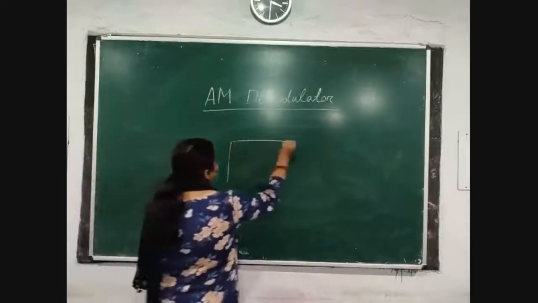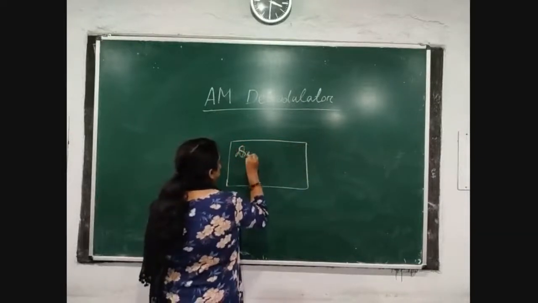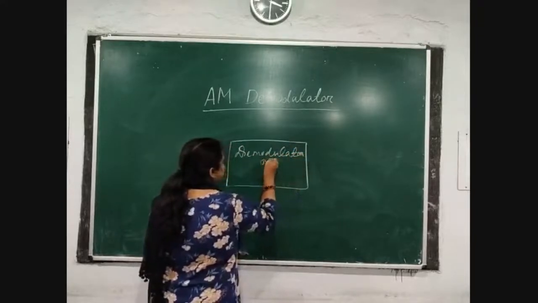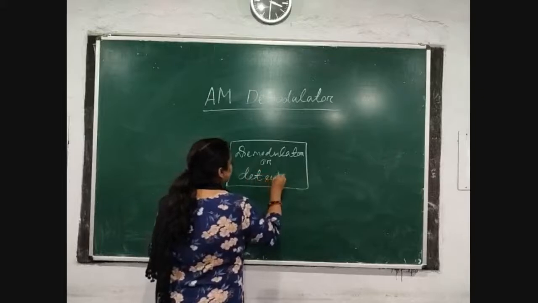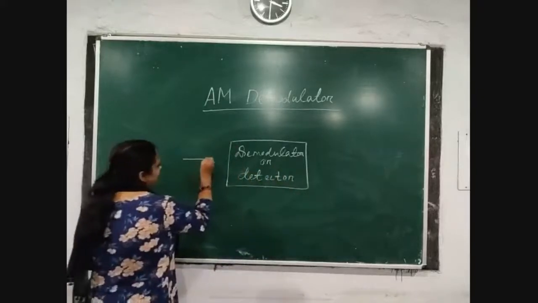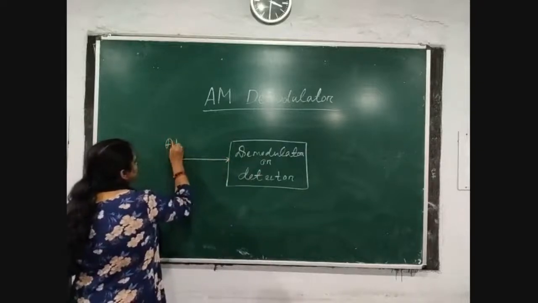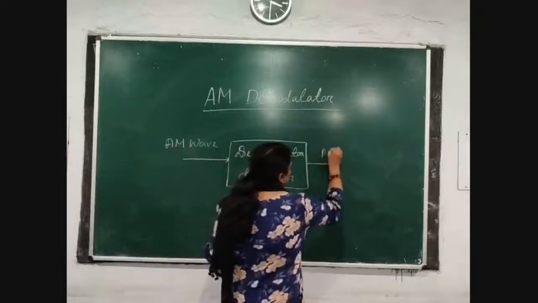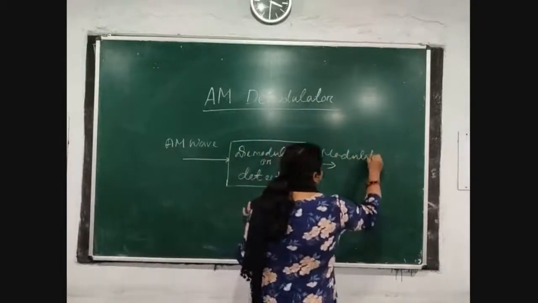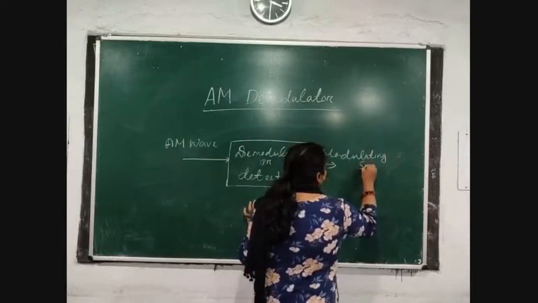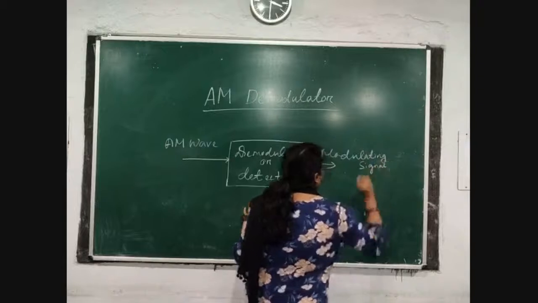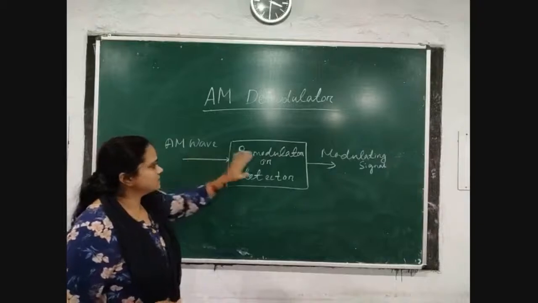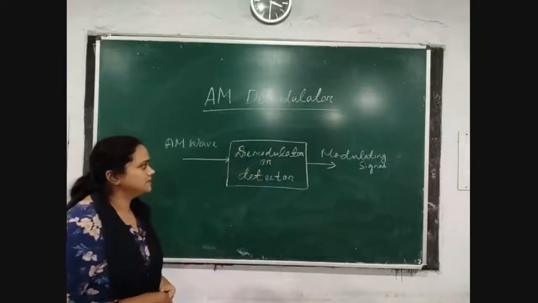So, if it is a demodulator or detector, then the input to this device is the amplitude modulated wave and the output of this device is the modulating signal. So, this one is the input, this one is the output and this one is the demodulator device.